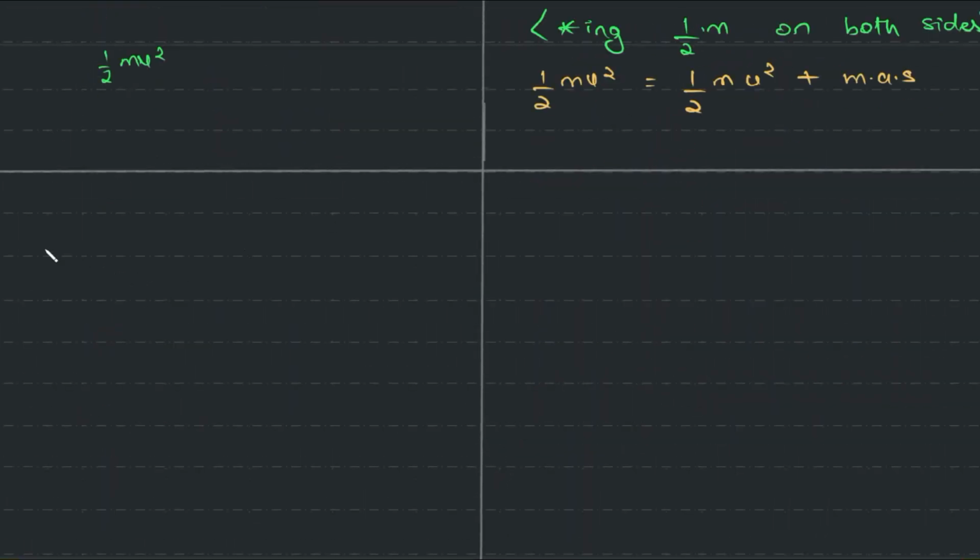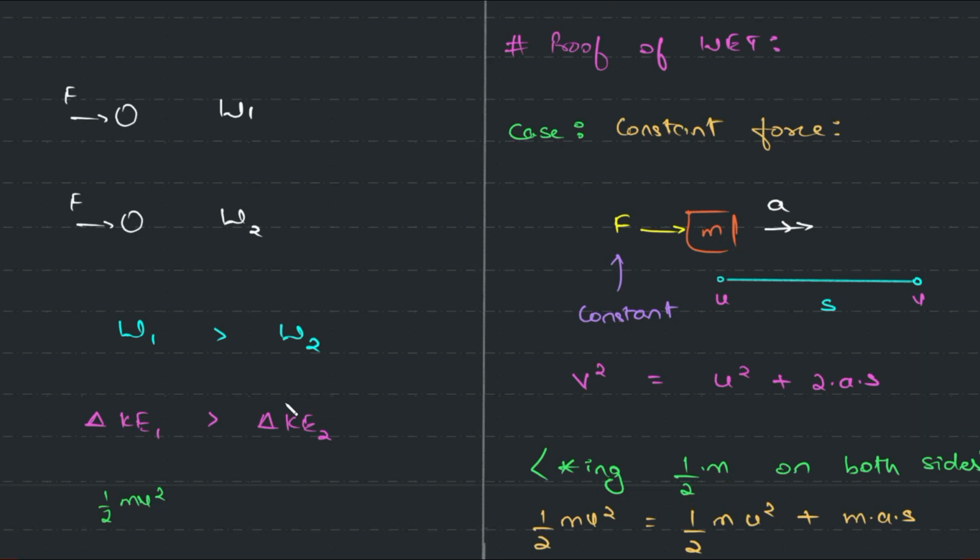Now what does this look like? We already told you guys, this is your kinetic energy final. This will be your kinetic energy initial. Plus, what does this look like? Mass into acceleration is force, force into s is your work. Therefore, work is nothing but KEf minus KEi, that is the change in your kinetic energy. So the change in the body's kinetic energy is the work done by the net force, right guys? So that is your first proof.